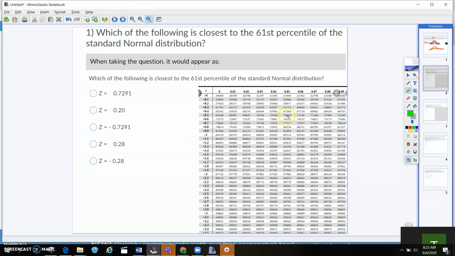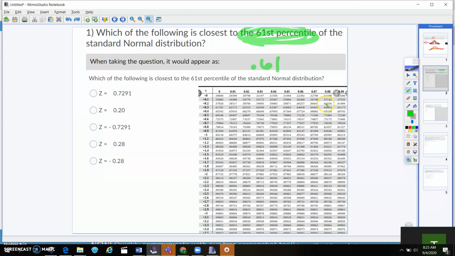And the next one says, which of the following is closest to the 61st percentile of a standard normal distribution? Whenever they say percentile, like 61st percentile, I want you to change that into a decimal, so 0.61. Then you're going to come to your handy dandy z-score chart. Some of the z-score charts vary depending on where you pull it from, so just be mindful that there might be a little bit of discrepancy. Make sure that it's a positive z-score chart for anything that has a percentile.